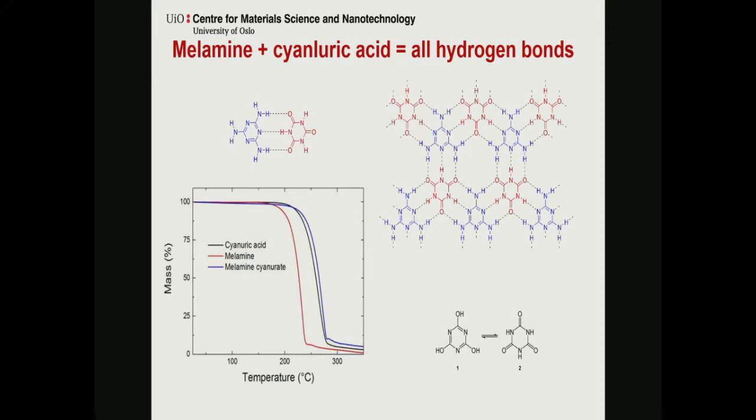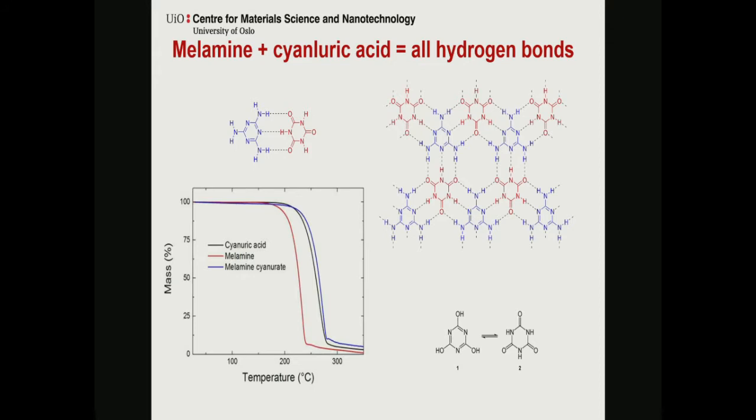A stable nitrogen-rich material there would be melamine and cyanuric acid, not this one, that's a misspelling, because here you get all hydrogen bonds and can make this really stable hydrogenated material. You have melamine, it evaporates over here, the cyanuric acid evaporates over here, but melamine cyanurate, okay, it's a fairly close temperature limit that we can work with. So in essence, this didn't work.